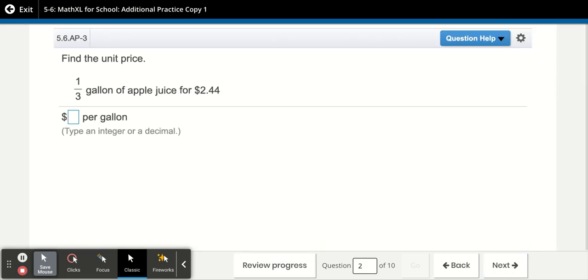Next one up, we've got a fraction. Okay, we want to find the unit price. A third of a gallon of apple juice for $2.44. Remember, it's price per item for one of the items. And well, this is a gallon. You get that jug of apple juice from Costco, and we want to know, is this going to be a better value than a smaller container of apple juice from QFC or the IGA or Hagen, something like that, right? Did I cover all the stores? Maybe not.